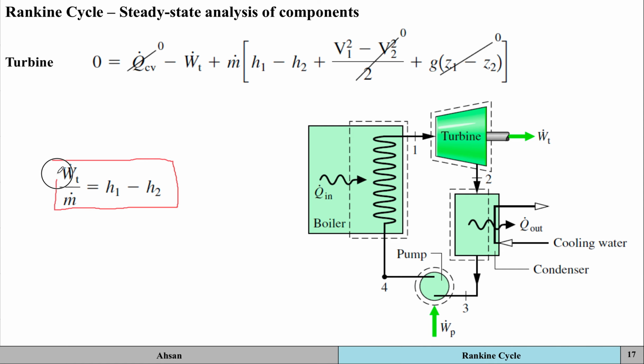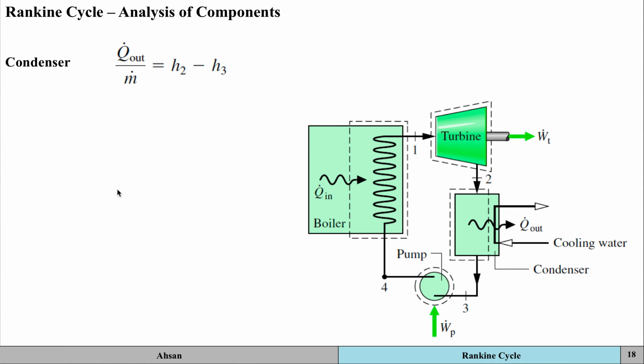In order for you to find out the work done across the turbine per unit mass, or per mass flow rate, you can go ahead and just find out the enthalpies at state 1 and state 2, and that is good enough. That's going to give you the work done. Okay, and just like that, if you were to apply for a condenser, Q out is going to be equal to H2 minus H3.